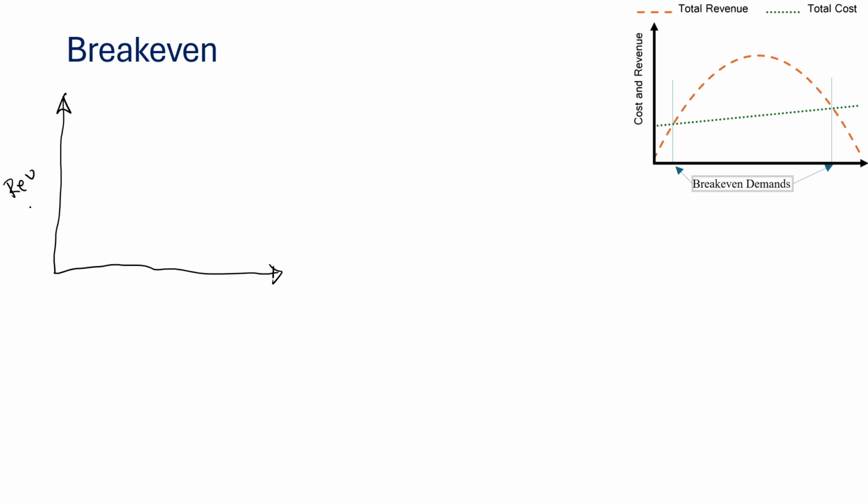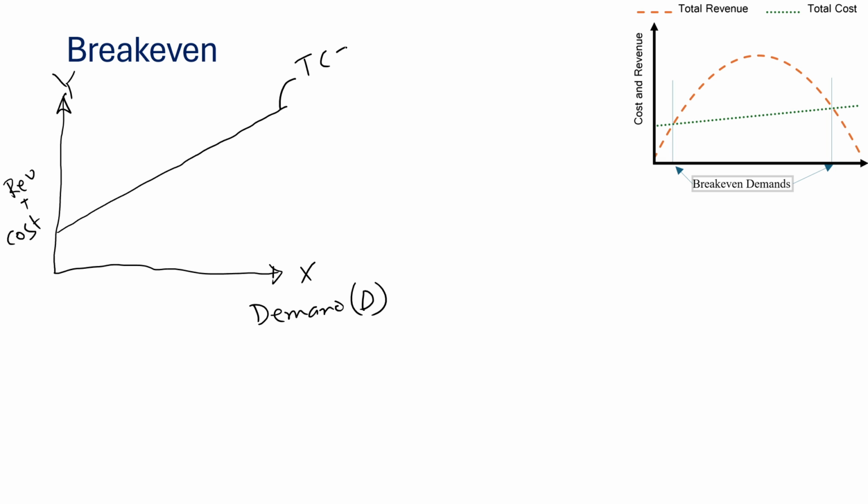If you plot the total revenue and the cost along the y-axis, and let's say we plot the demand D along the x-axis, the total cost function is basically a straight line going up. This is the total cost, which is the fixed cost plus the variable cost, and variable cost is the per unit production cost times the total demand.